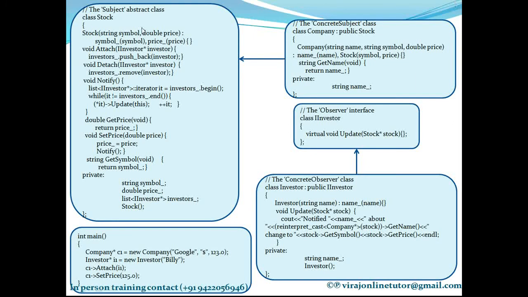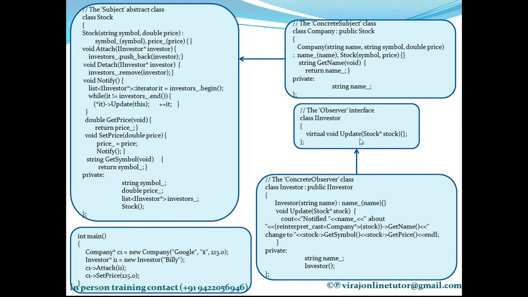So I have a class Stock, which is the abstract class. I have a class Company, which is inheriting from class Stock. So there can be many companies inheriting from the Stock. Then I have an observer interface, which is the Investor interface.